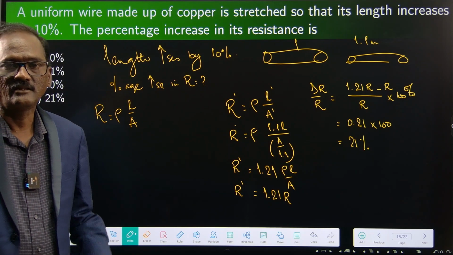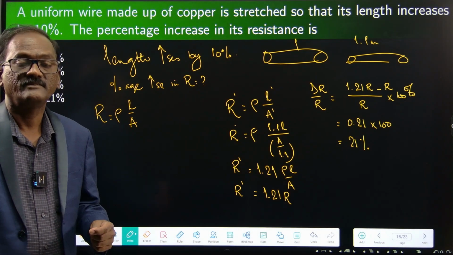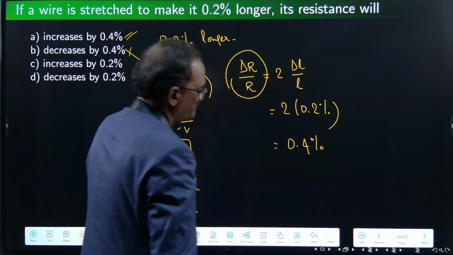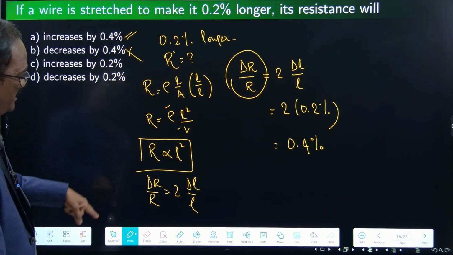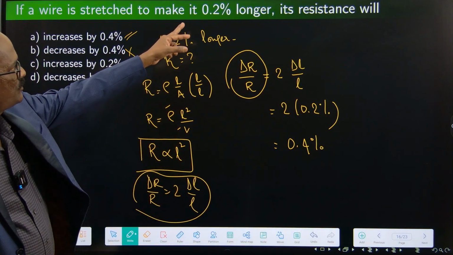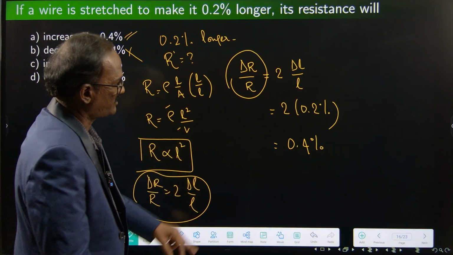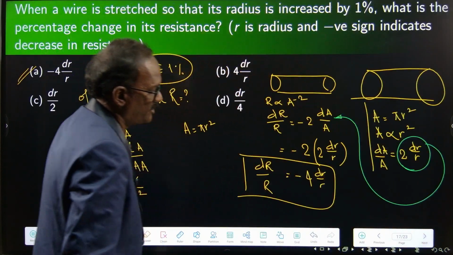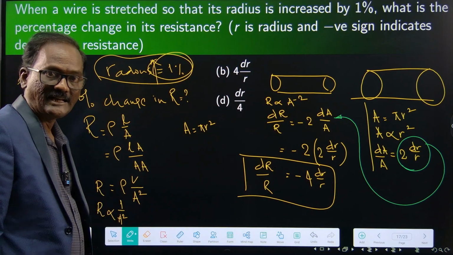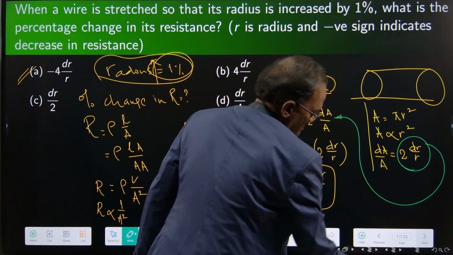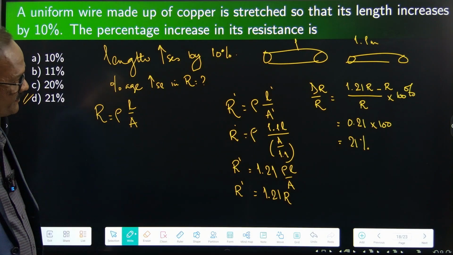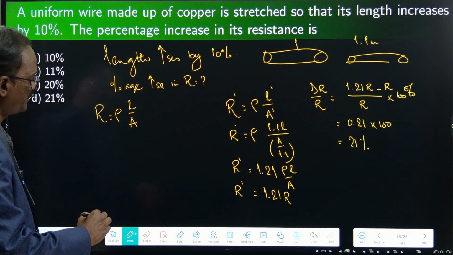Why can't we solve this problem by method of error analysis? In the previous two problems, delta R by R, method of error analysis only 0.2%, we have solved it. In the next problem also, 1% by method of error analysis we have solved it. But if we solve this problem by method of error analysis, let us find how much the answer is coming.